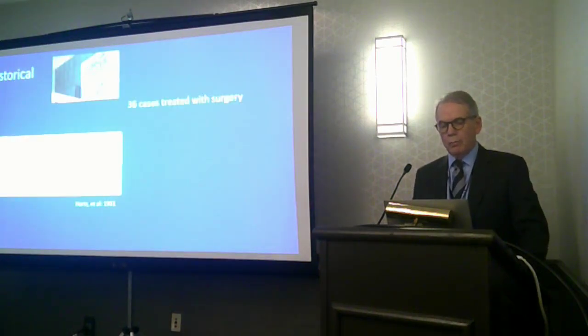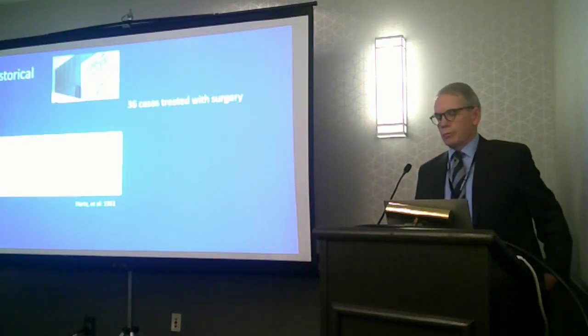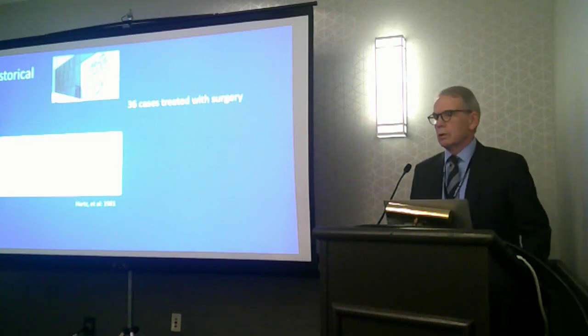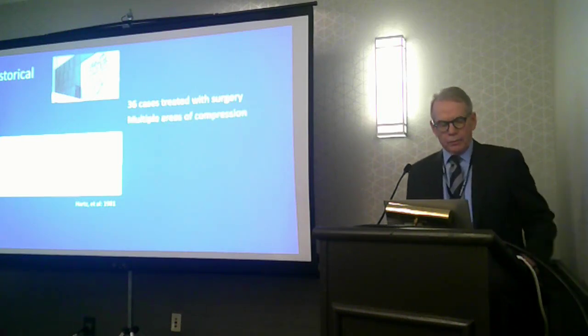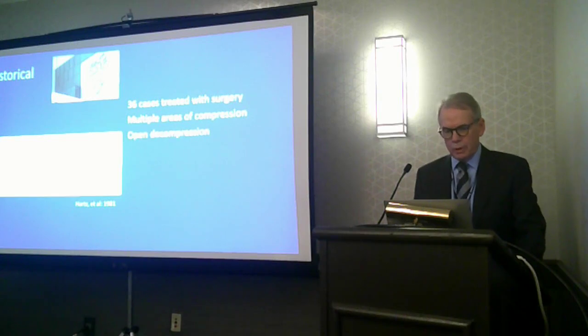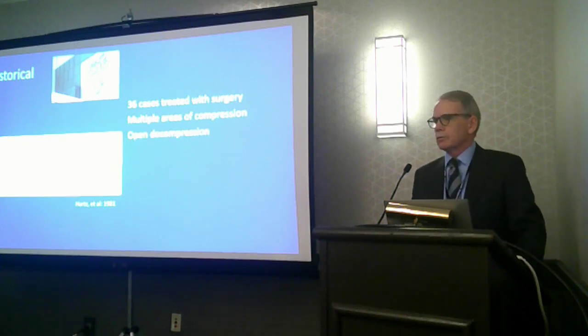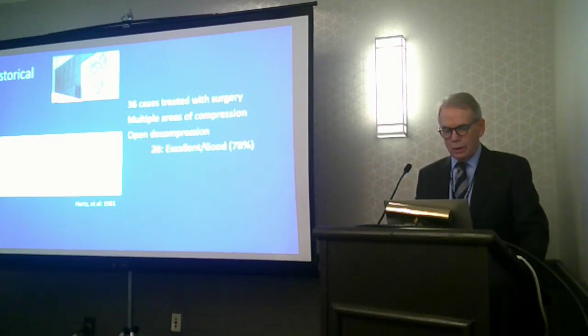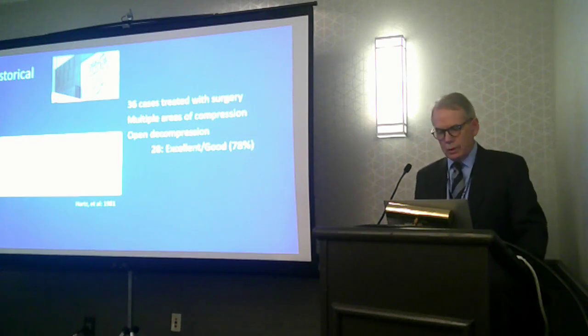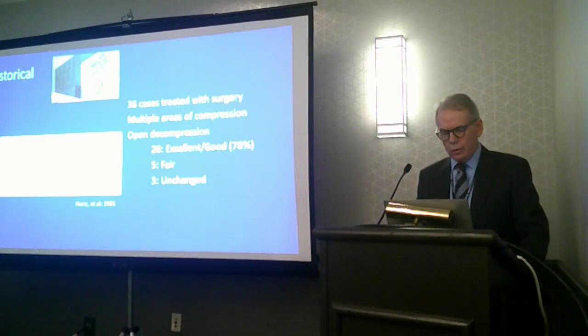In 1981, the Mayo Clinic published their series of 36 cases of pronator treated with surgery. They found multiple areas of compression and performed a wide open decompression of the nerve. They had the usual orthopedic results. 78% were excellent and good. 5 were fair, and 3 were unchanged.